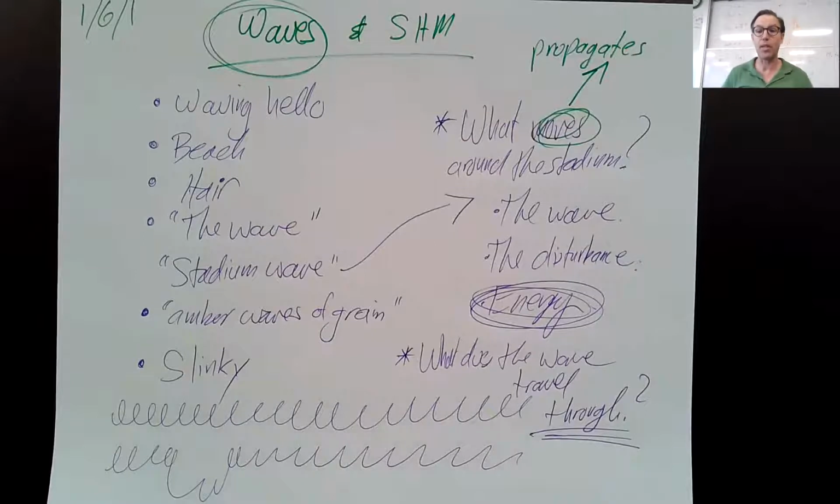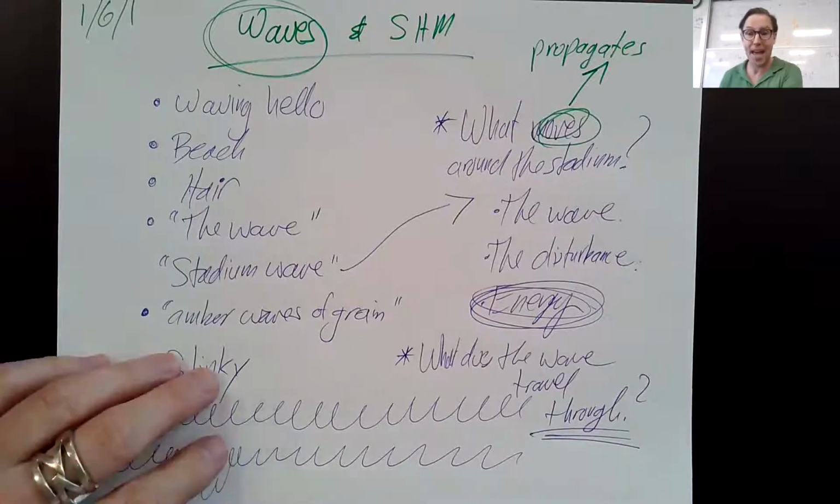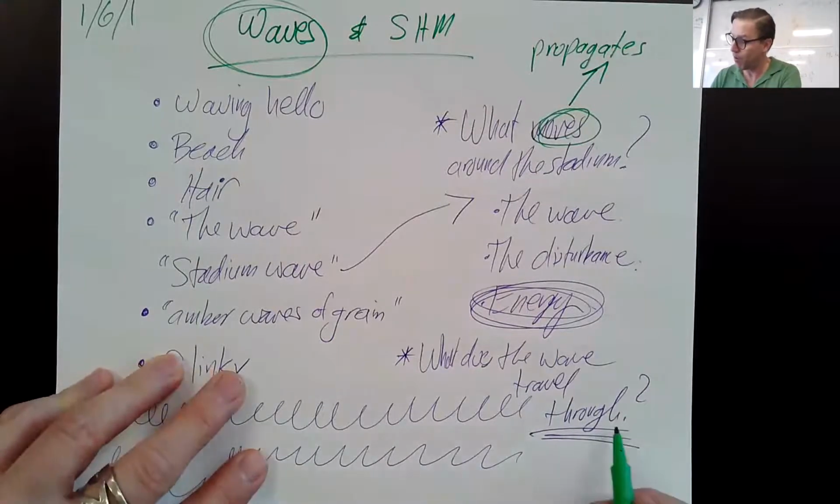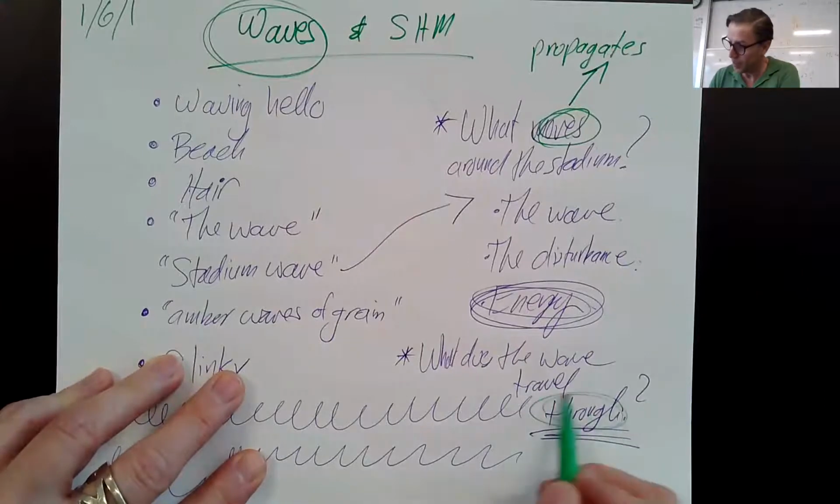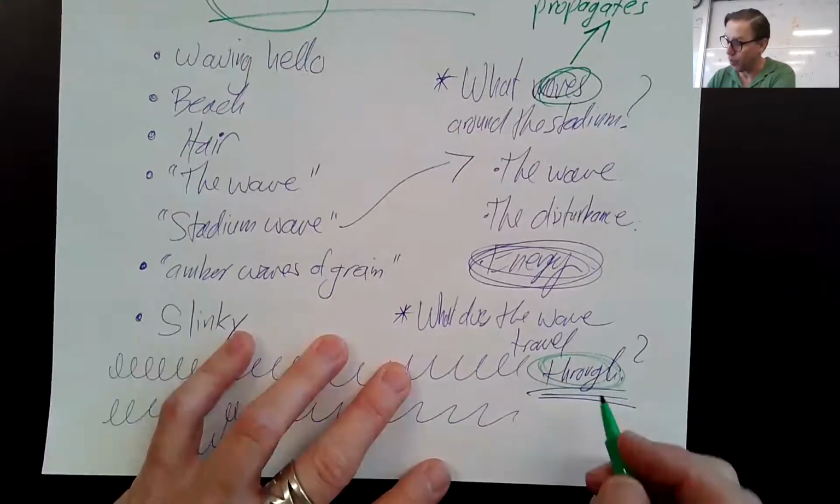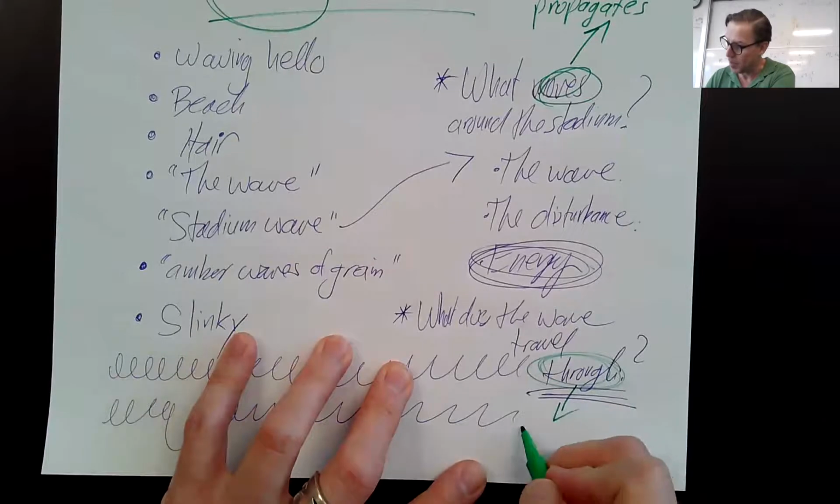For sound, if I whistle, that sound travels through air, unless you're a dolphin or a whale, in which case that sound travels through water. Now, we have a name for this substance that the wave travels through. It's called the medium.